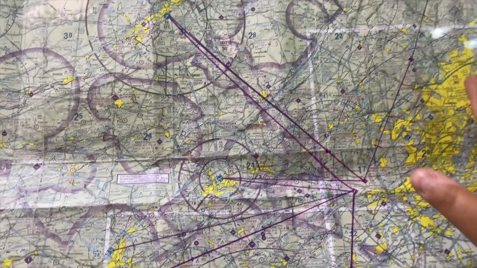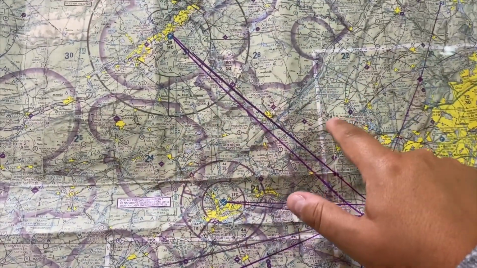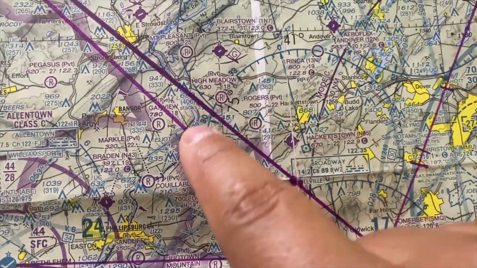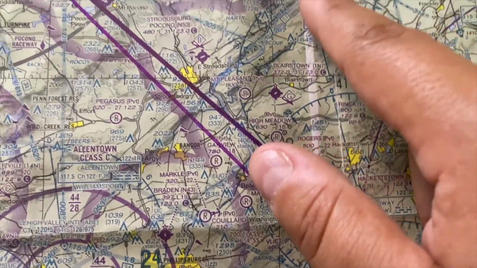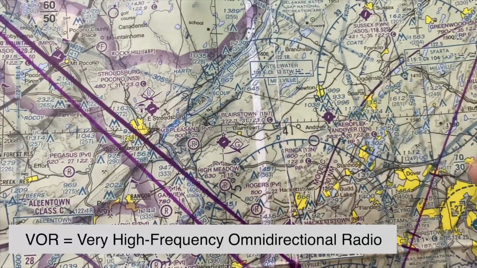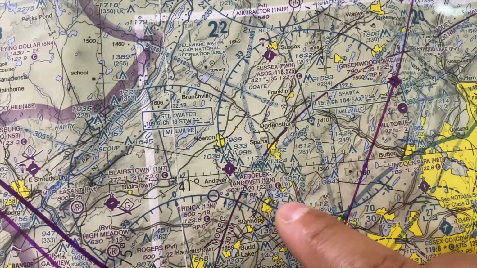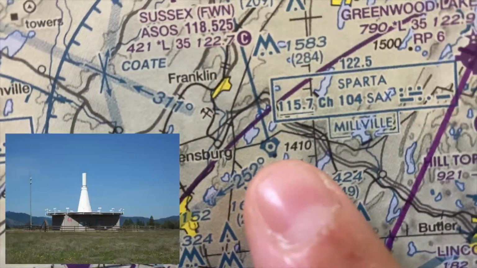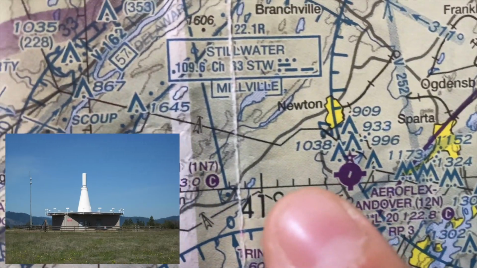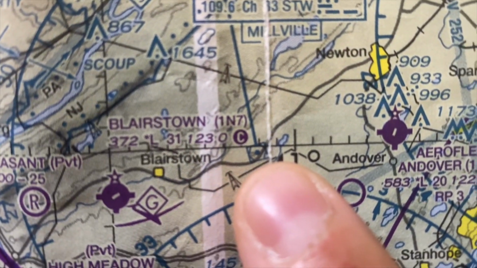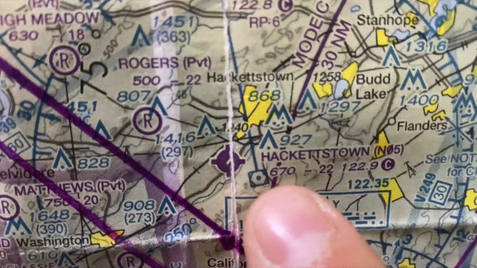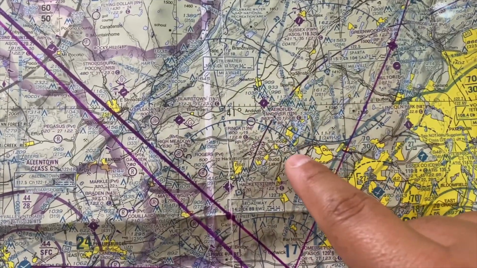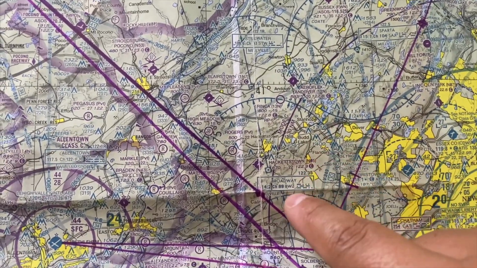Other circles that you'll find in this map are these circles that look like a bunch of radios, and these are VORs, very high frequency omnidirectional radios, and this is what they look like. These VORs, that's the sign of a VOR. Here's another sign for a VOR. Here's another sign for a VOR. And basically, these are used to assist pilots in navigating to these locations.